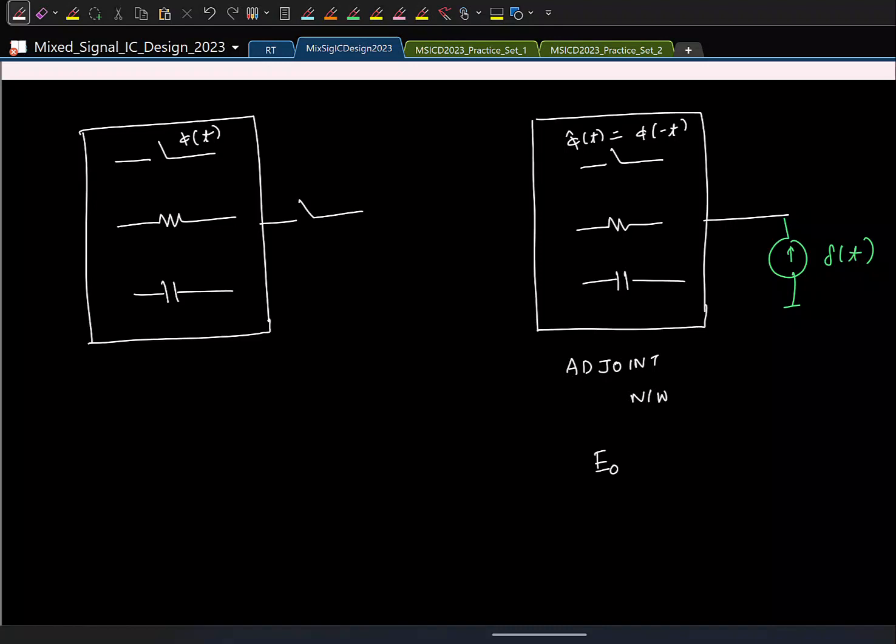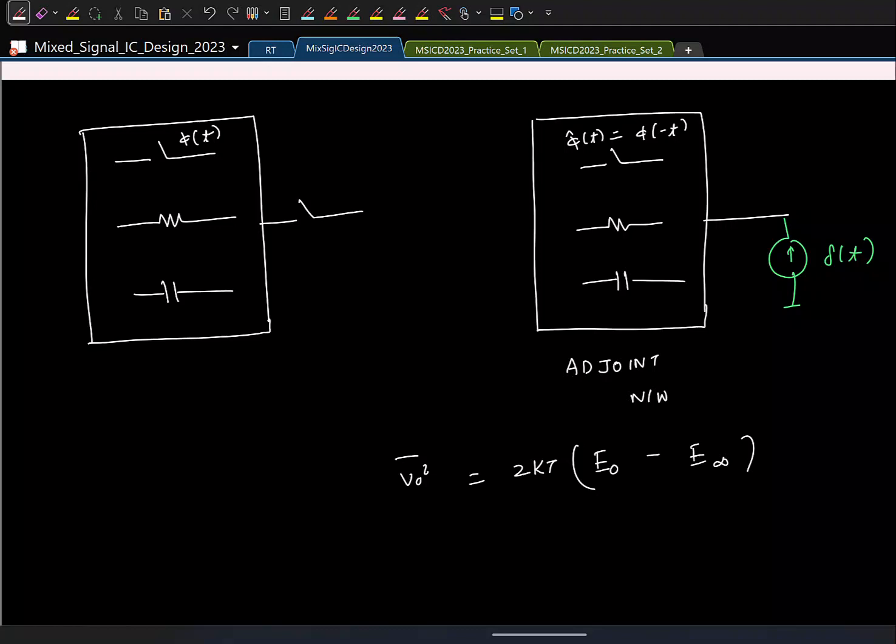Energy will be stored only in capacitors, right? And you also find the energy stored in the network at t equal to infinity. Take the difference between the two, multiply by 2kT. This will give the mean squared value. Let's quickly look at some examples so you understand.